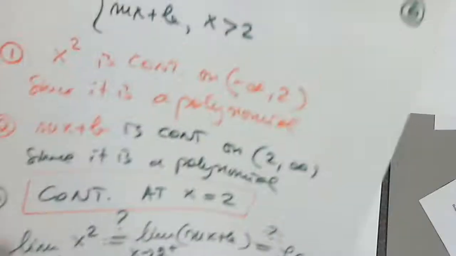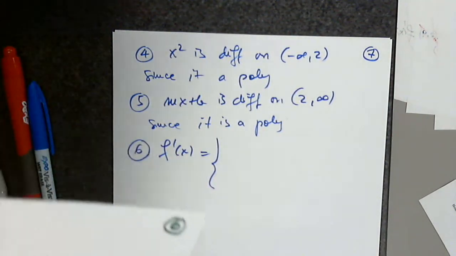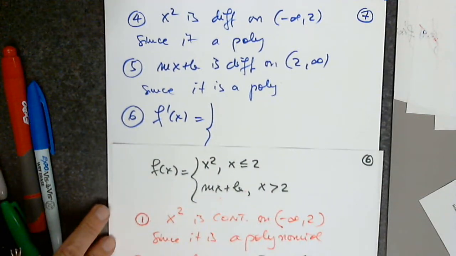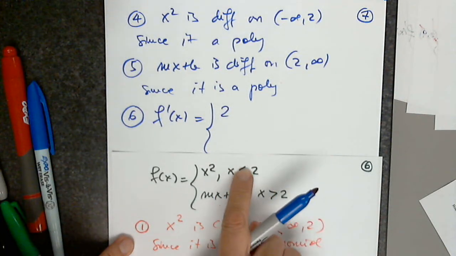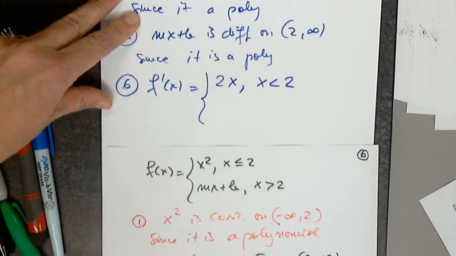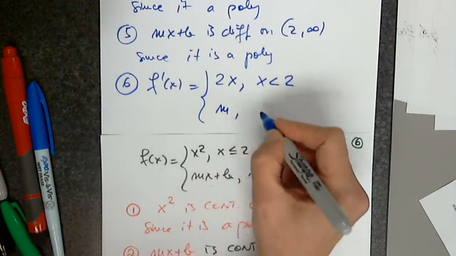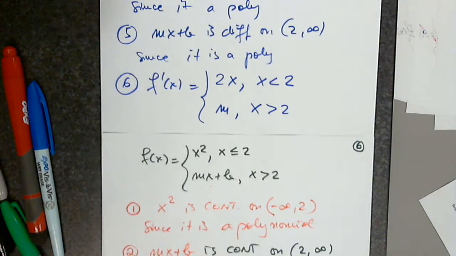Give me a form for f prime without 2. Give me a form for x squared prime, without the equal symbol for a moment. 2x for x less than 2. Okay? And give me the derivative of the second branch. Very good. For x greater than 2. Notice again I did not put the equal symbol just yet.